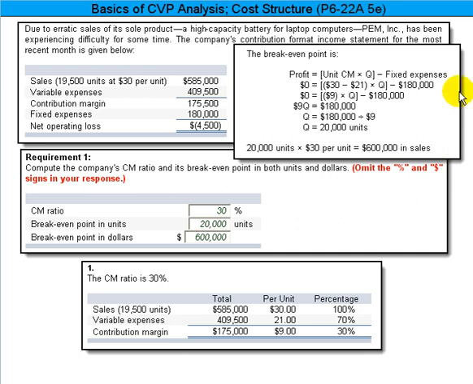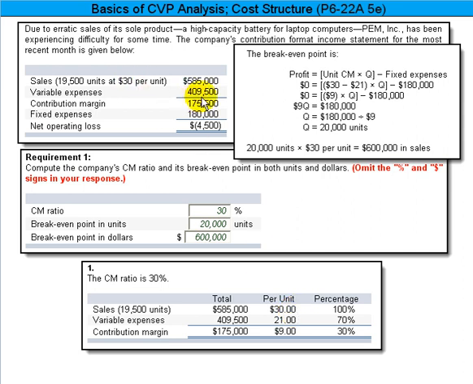Okay, now I've added this box right here that I'm circling that illustrates how we come up with the break-even points in units and dollars. So we know that profit is equal to unit contribution margin times quantity less fixed expenses. So if profit was at 0, the break-even point, we know that we had $30 per unit less $21 of variable cost, and we can calculate that because they gave $30 per unit.